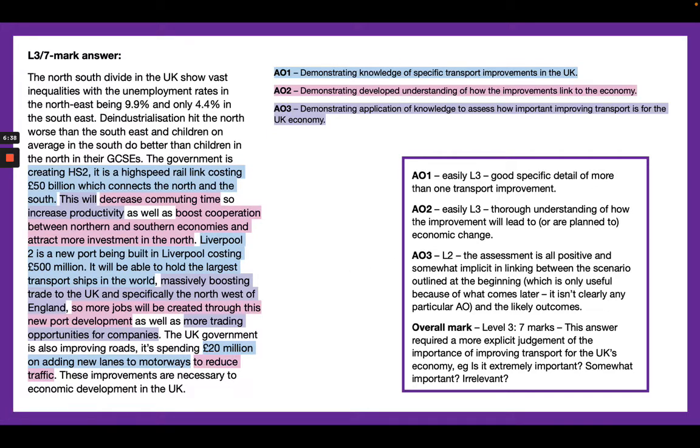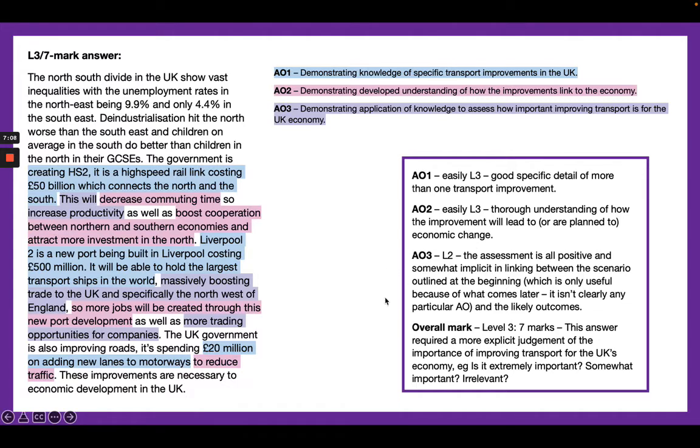So what this really needed was a little bit of an opposing side, okay, a little bit of balance to this. So potentially here, the student could have talked about how the new lanes to motorways to reduce traffic, that actually isn't always the case, and sometimes it can actually increase traffic. The student could also have mentioned about the pollution that would add to the atmosphere as well.